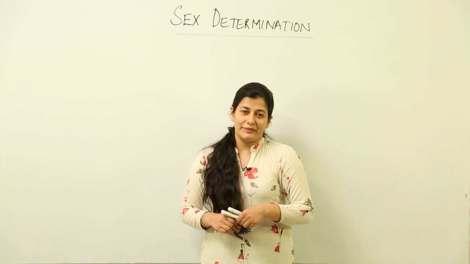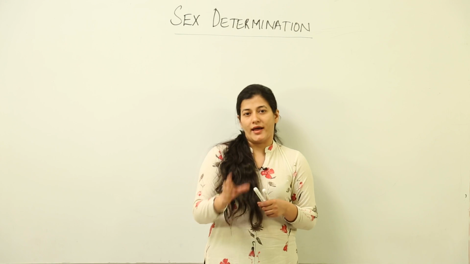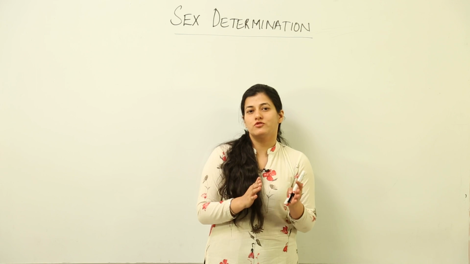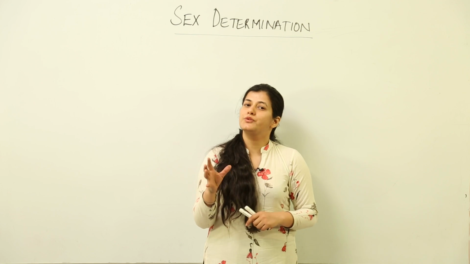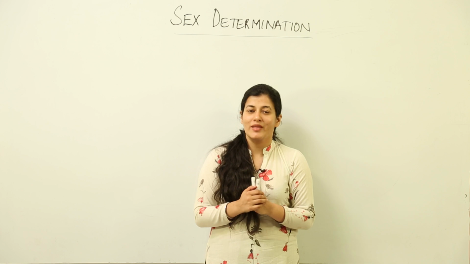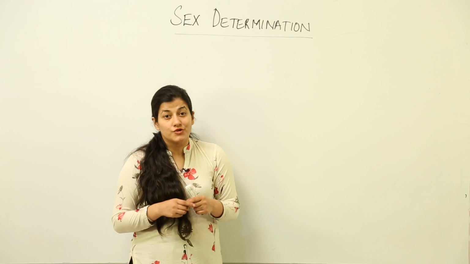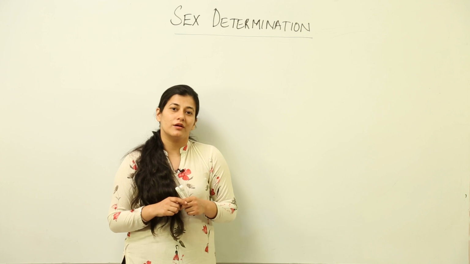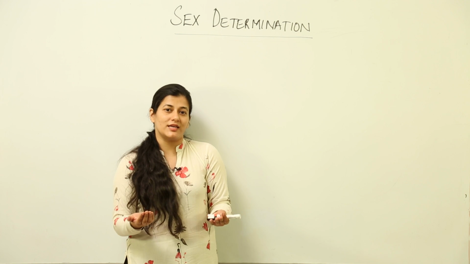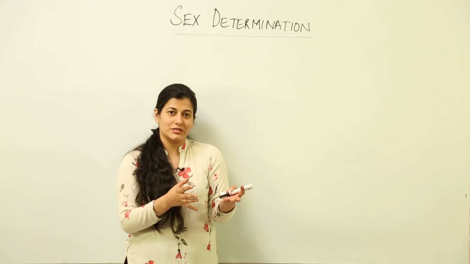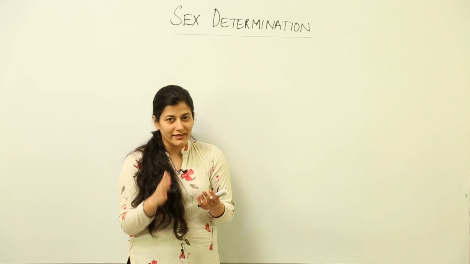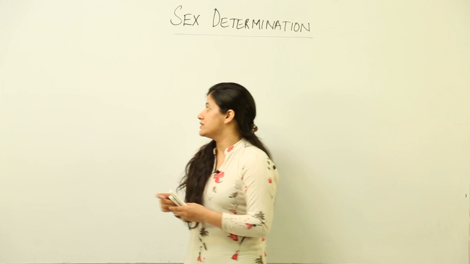Earlier we had seen that the X and Y chromosomes, that is the sex chromosomes, determine whether the individual would be a male or a female. But in nature we do have a special arrangement of sex determination where the entire chromosome set decides whether the organism would be male or female, and that is seen in honeybees.